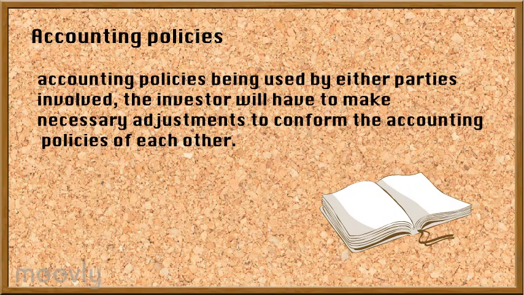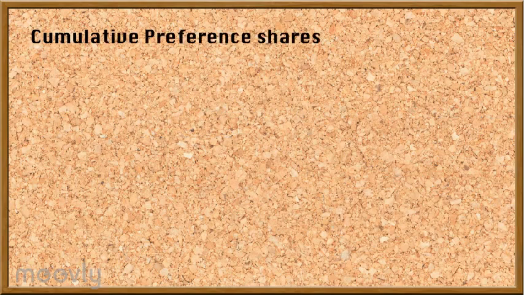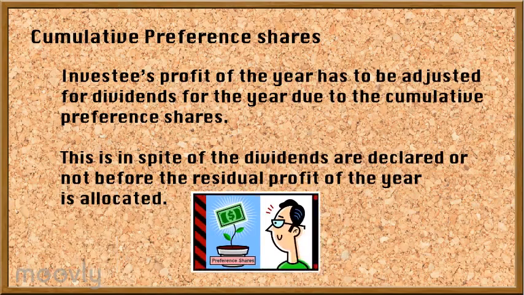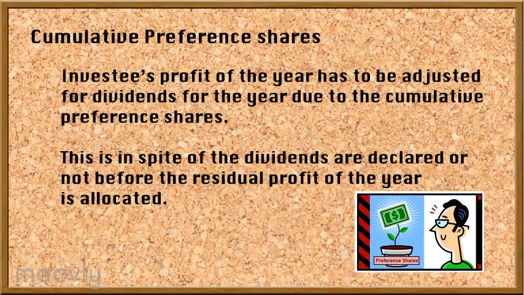When there are different accounting policies being used by either party involved, the investor will have to make necessary adjustments to conform the accounting policies of each other. Cumulative preference shares. The investee's profit of the year has to be adjusted for dividends for the year due to the cumulative preference shares.